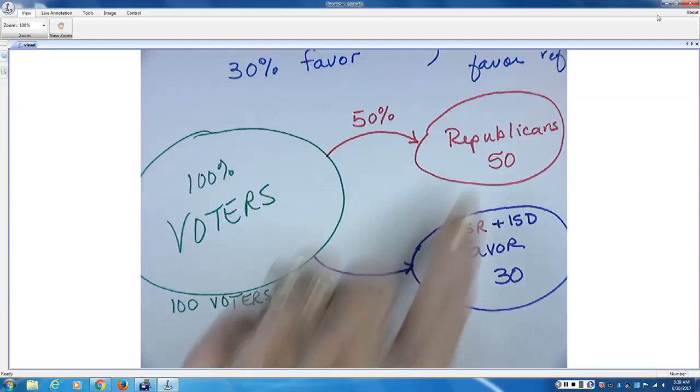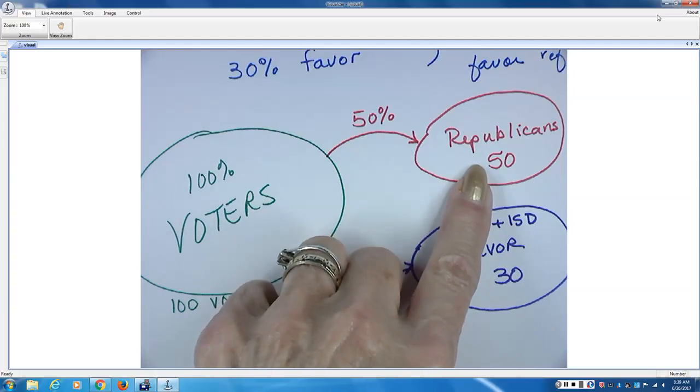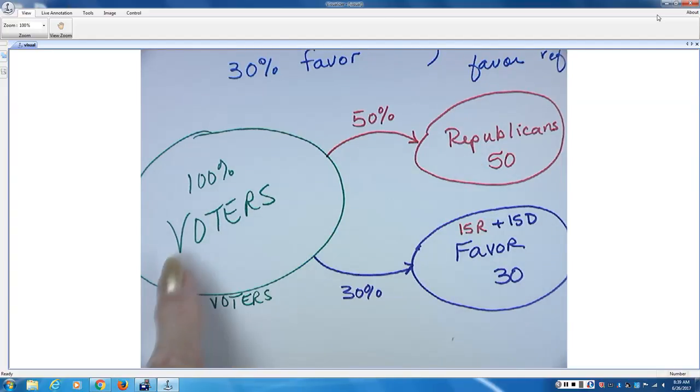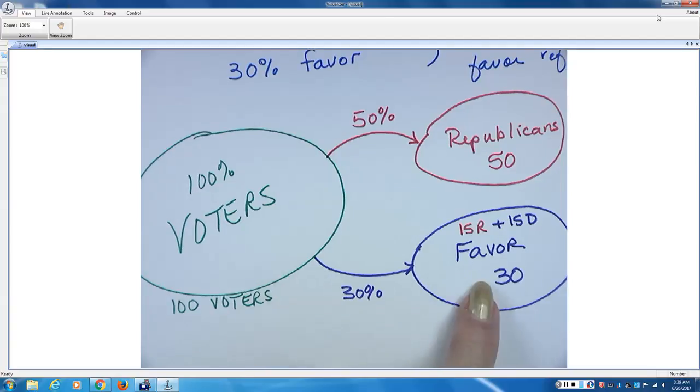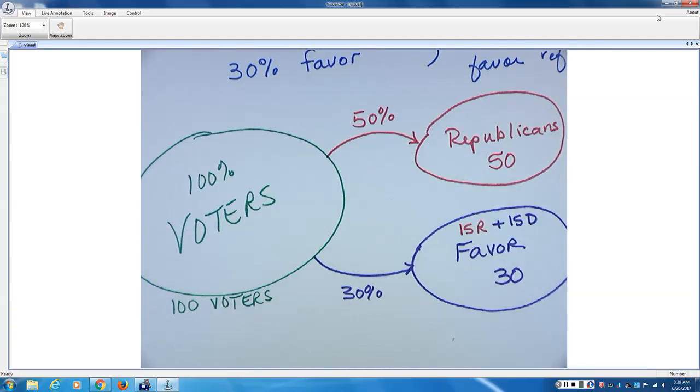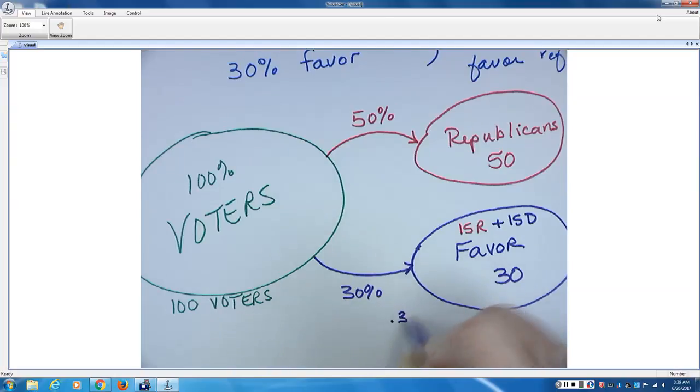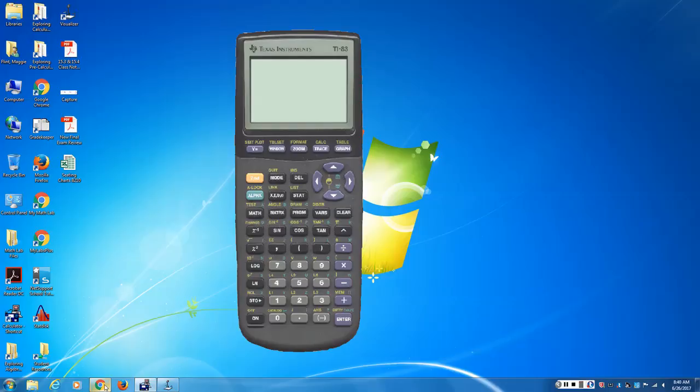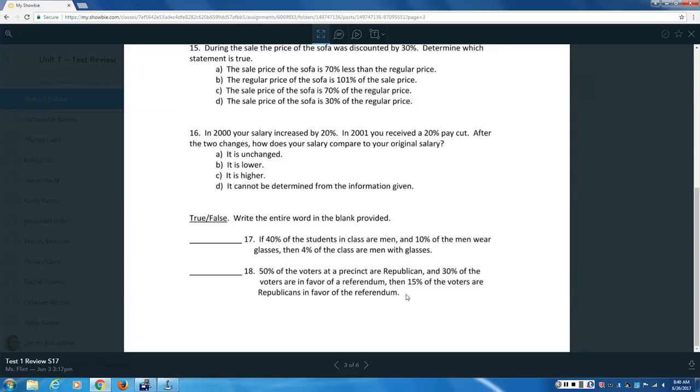Is that 30% of the 15 Republicans? If 30% of all the voters favor it, then 30% of Republicans should vote in favor of it, right? Well, that would be 15. So let me check the answer. I think the reason it's false is because it's based on an assumption. Like you have to make an assumption that's not implied in it. I give two value sets.